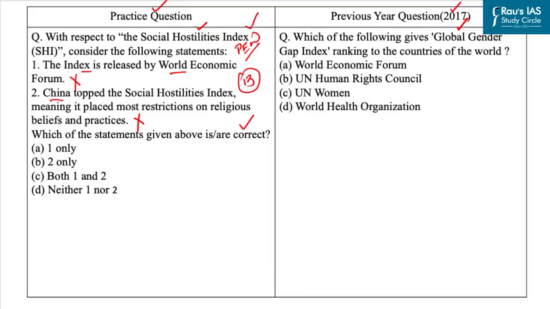And one more fact you should know, that Pew Research Center released the Government Restrictions Index, and in that China topped the list. So here our correct answer is option D, neither 1 nor 2. Answer of this PYQ is option A.